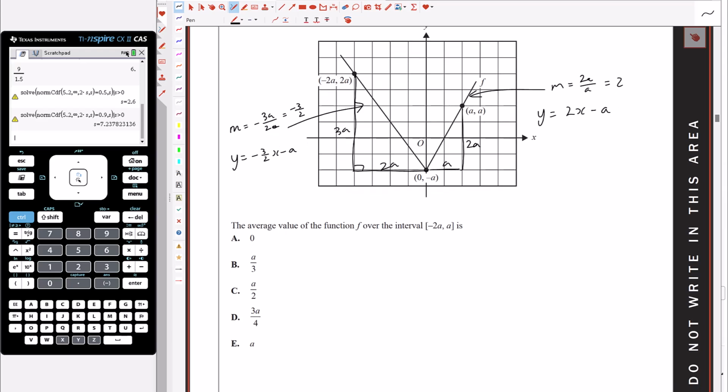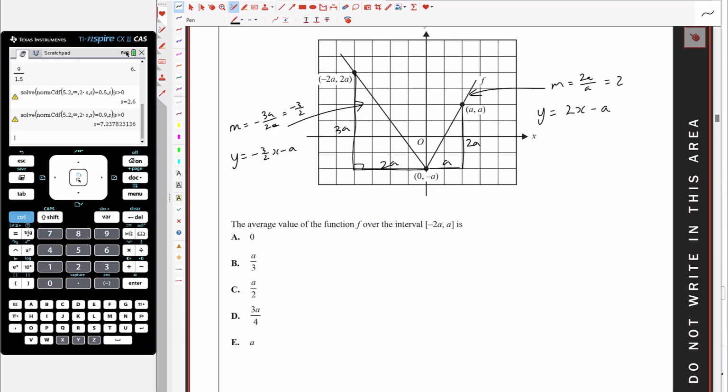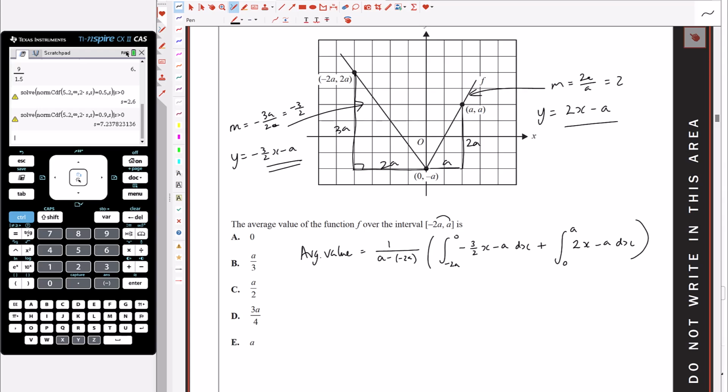So for the average value of a function over this interval, the average value is going to be 1 on b minus a, so it's a minus minus 2a. And then we're going to have to split this integral, so we're going to have the integral from negative 2a up to 0 of this part of the function, plus the integral from 0 to a of this part of the function. That's a little bit ugly and unwieldy, but we'll just pop that in our calculator.